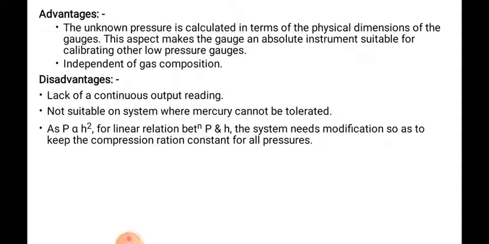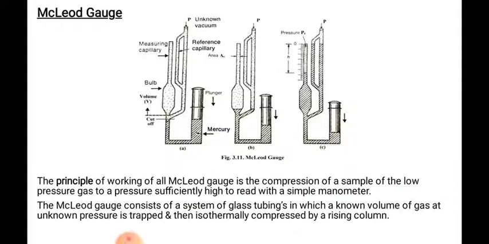Then we have studied the classification of pressure measuring instruments. In that we have studied low pressure measuring, high pressure measuring, and medium pressure measuring instruments. In the previous lecture we studied the low pressure measuring device, that is the McLeod gauge.